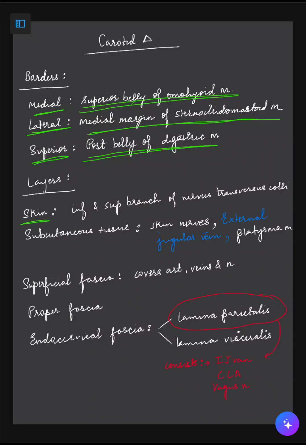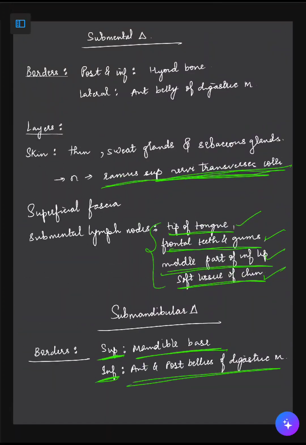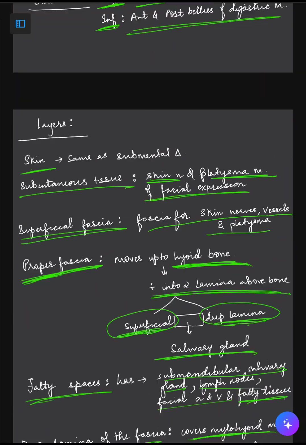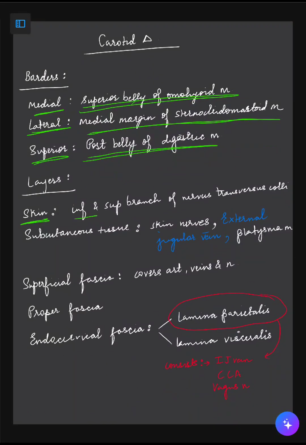The layers are skin. Now in the skin, in the submental and submandibular triangles, there is the ramus superior nervi transversi colli. But in the carotid triangle, the inferior and superior branches of the nervus transversus colli are in the skin.